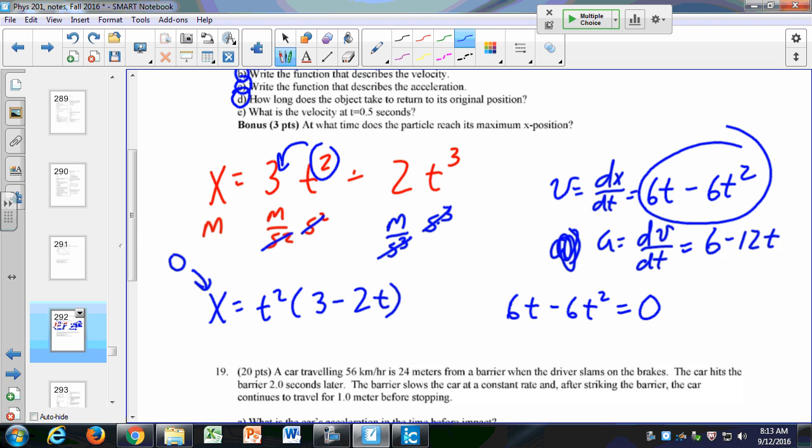It's not exactly the same, but it's sort of like something coming up and going back down, that the maximum x position occurs when v is equal to 0. And I would solve for this. I actually have two times, at t equal 0, and also at t equal 1. And so t equal 1 is the right answer.